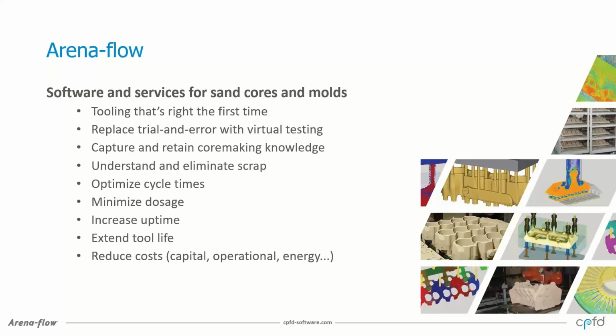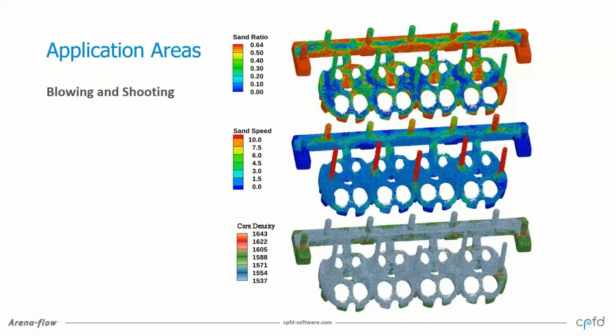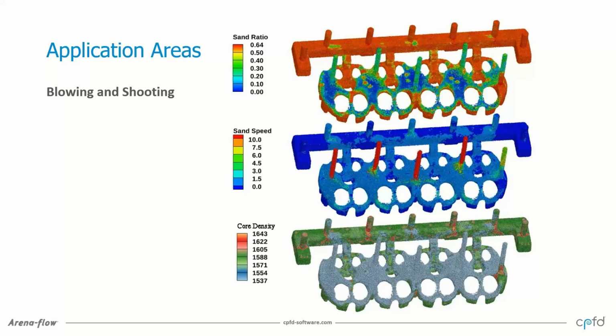As a result, cores and molds made with Arena-flow have optimized cycle times. You can minimize the dosage, increase uptime, extend tool life, and run at lower pressures. And ultimately, it's about reducing costs, whether that's capital costs, operational costs, or energy savings, all achievable and regularly achieved by our clients using Arena-flow. So let me talk to a few different application areas. The main area, and we're going to demo this today, is blowing and shooting of cores.